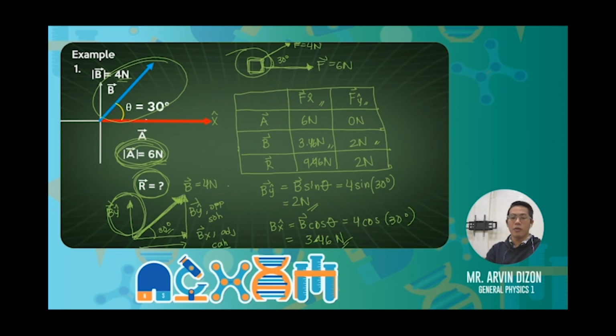However, please remember, for example, if we have an illustration which is directed downward, this 2 newtons will now become negative 2 newtons. So that will be 0 plus negative 2. So this will now be negative 2 newtons. For example, again, if 3.46 is not directed to the right, rather it's directed to the left, that will now be negative 3.46 newtons. So that will be 6 newtons plus the negative 3.46, which will have a value of 2.54. So you're going to have a different result.